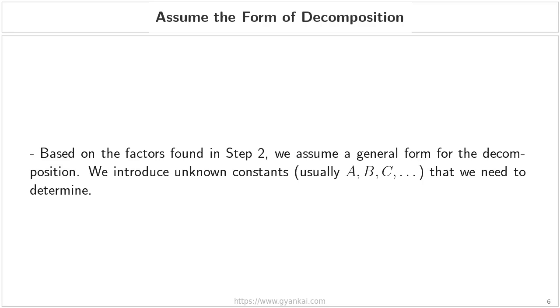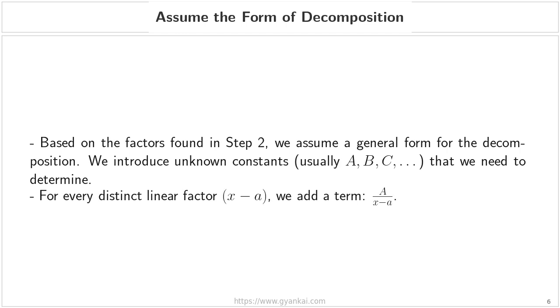Assume the form of decomposition. This is where the factors of the denominator come into play. We build the form of our decomposition based on those factors. We introduce unknown constants. We usually use letters like a, b, c, and so on, because these are the values we'll eventually solve for. Let's look at the different cases.